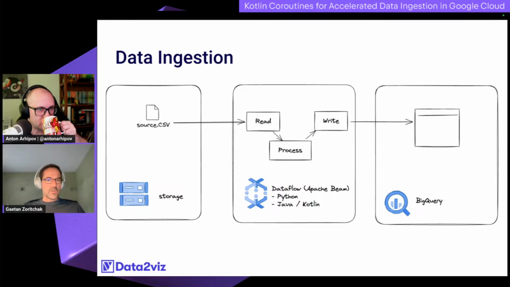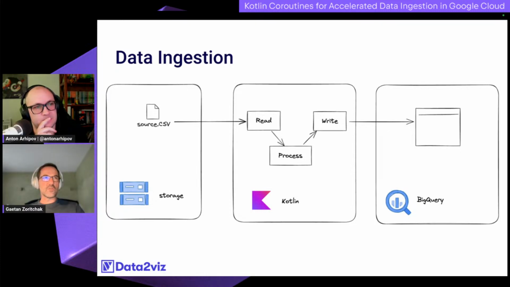But it comes with a cost, because Dataflow and Apache Beam is more than a library, it's more a tool. It's going to start a worker pool and all this kind of stuff. And at one moment, I thought, okay, maybe we can do better by just writing pure Kotlin code.